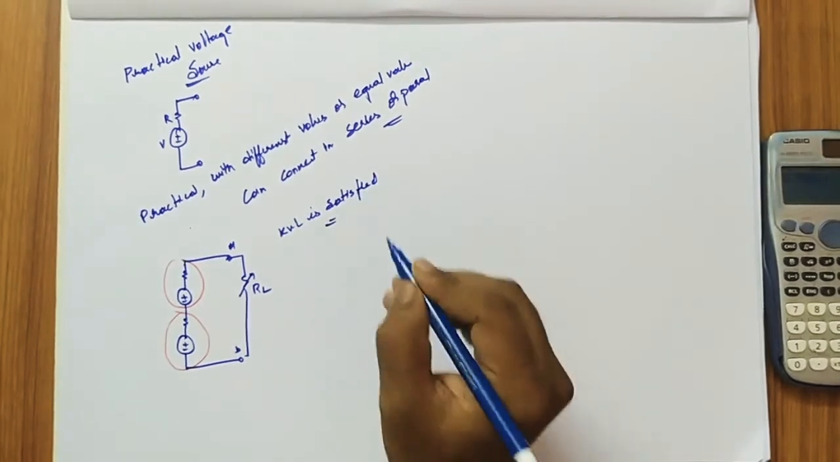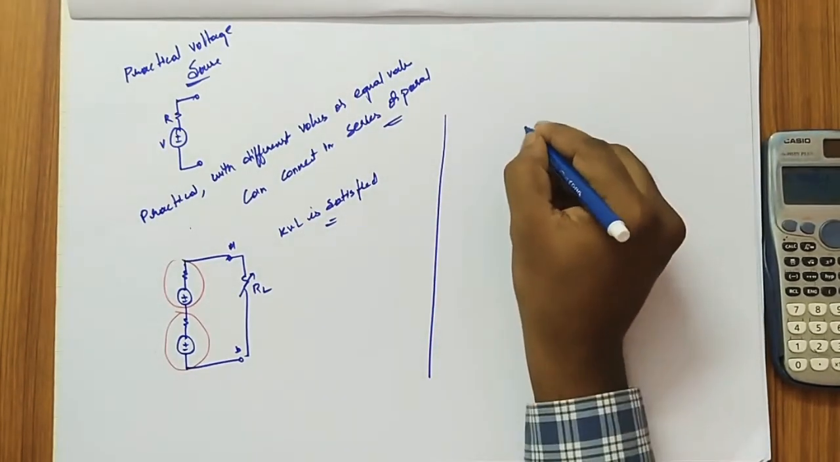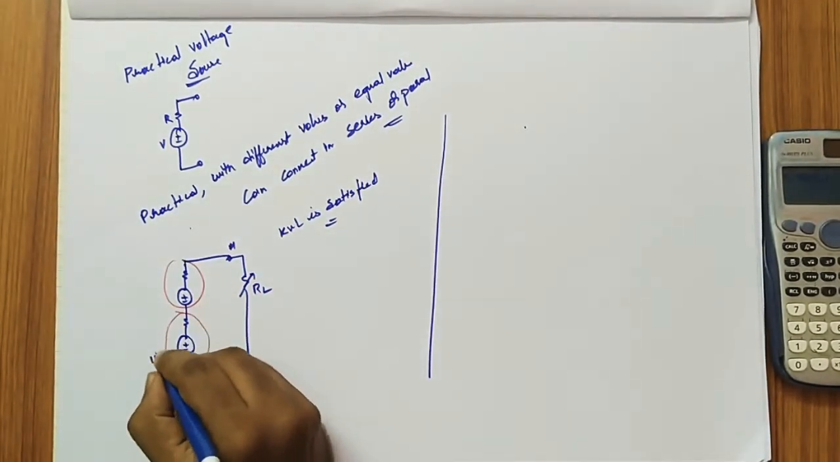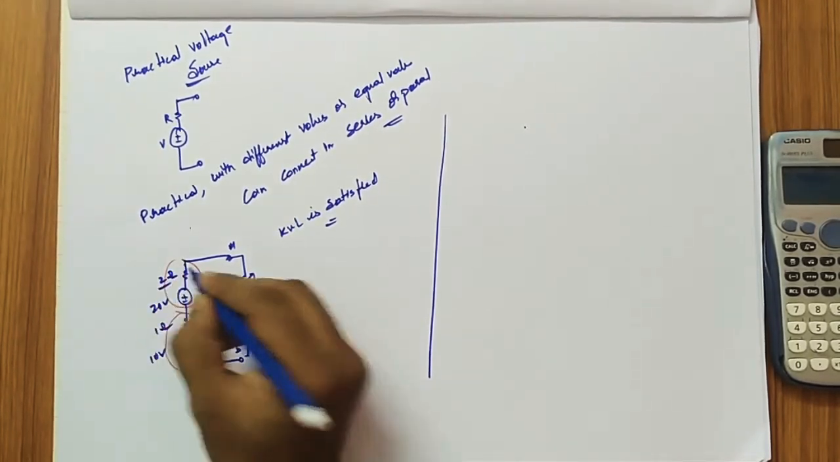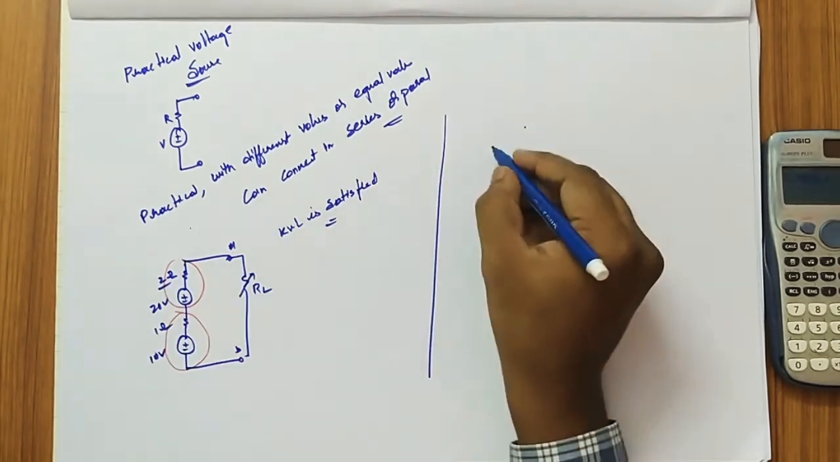Okay, if you see, the voltage is 10 volts with 1 ohm, and I am taking 20 volts with 2 ohm. The same voltage sources are taken in parallel.